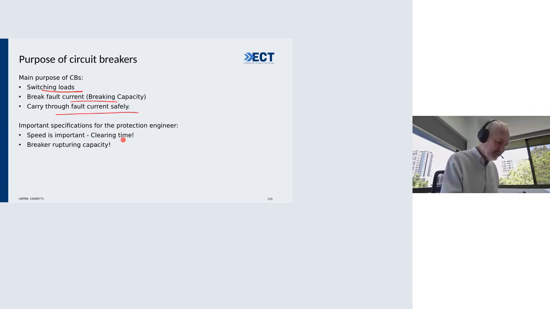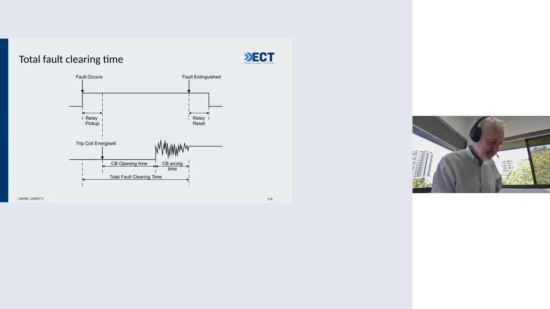And obviously, the very important thing with a protection engineer is that you need speed to deal with the problem quickly. And obviously, here's the fault occurring. That's when the fault is extinguished. And you'll see your trip coil energized there. It takes a bit of time for the relay to pick up, and the total fault clearing time is from there to the actual fault extinguished.